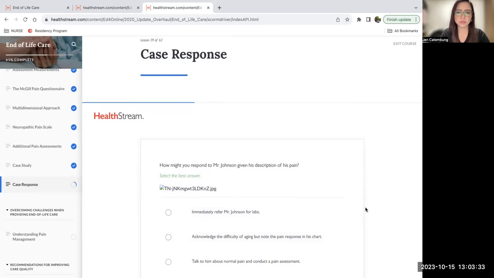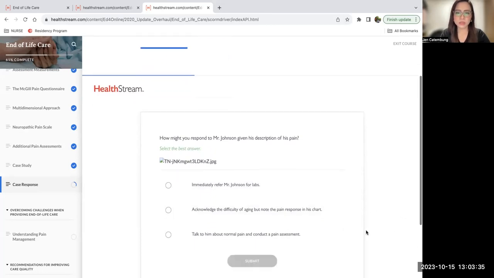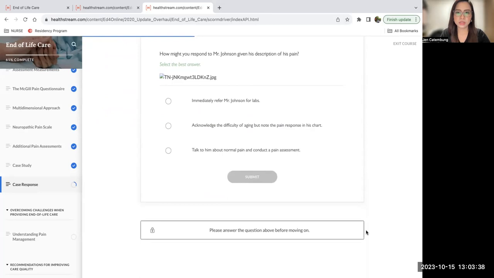How might you respond to Mr. Johnson, given his description of his pain? Immediately refer Mr. Johnson for labs, acknowledge the difficulty of aging, but note the pain response in his chart. Talk to him about normal pain and conduct a pain assessment.